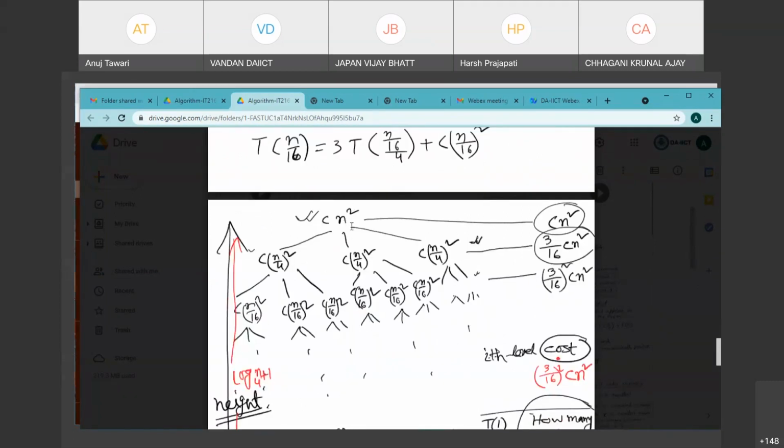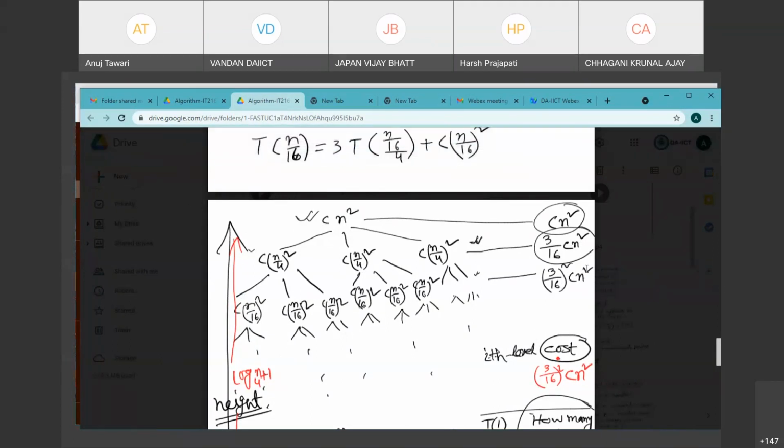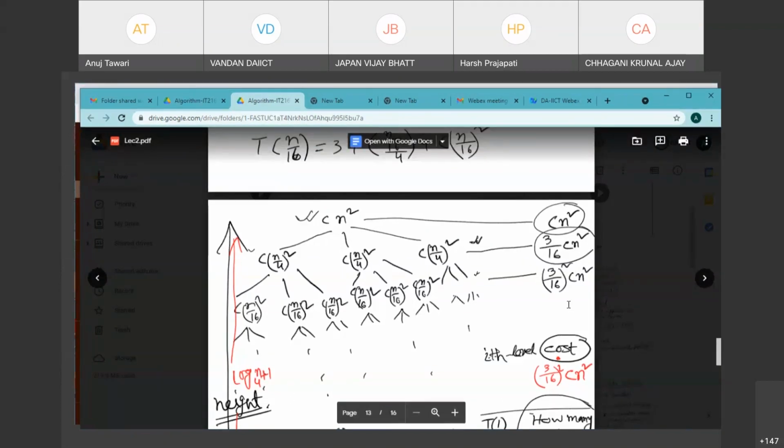Okay, so initially we had Cn square. Then we broke down into Cn square by 16, three times. So this gave us 3/16 Cn square. Again, this tree broke down into C(n/16) whole square, and so on. So it gave us 9/256 Cn square. Again, it's some kind of geometric series.